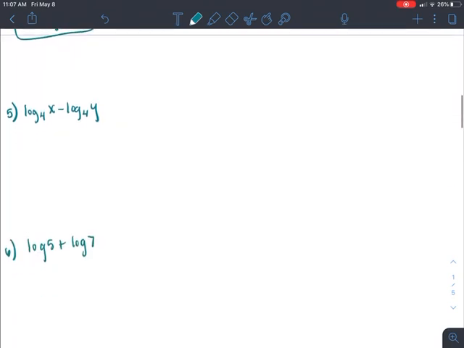So here we have log 4x minus log 4y. So key here is the subtraction. Okay, so I see this is my quotient property, and my quotient property says that this is going to end up looking like log b of m over n. That's what it's going to look like.